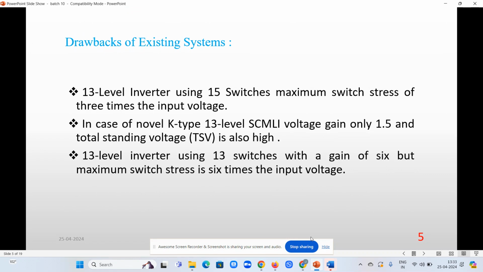Then the drawbacks of the existing systems. For the 13 level inverter using 15 switches, the maximum switch stress is 3 times the input voltage. In the novel K-type 13 level switch capacitor multi-level inverter, the voltage gain is only 1.5 and the total standing voltage is also high. The 13 level inverter using 13 switches has a gain of 6, but the maximum switch stress is 6 times the input voltage.